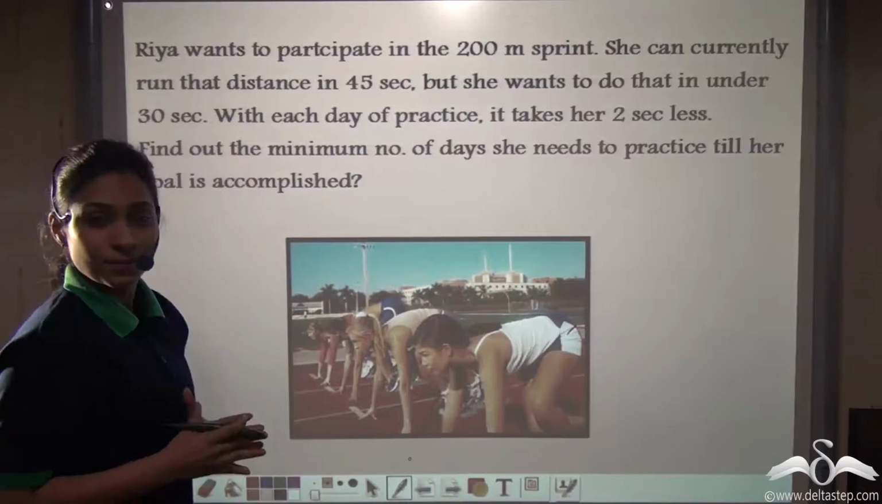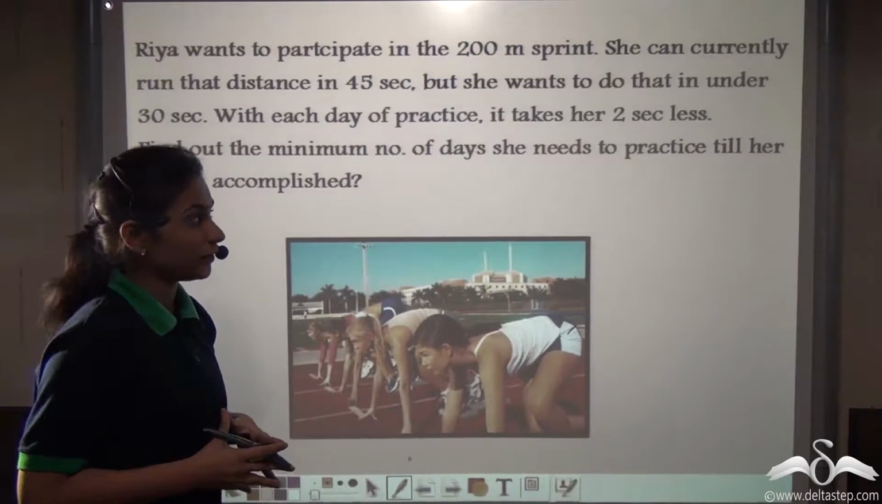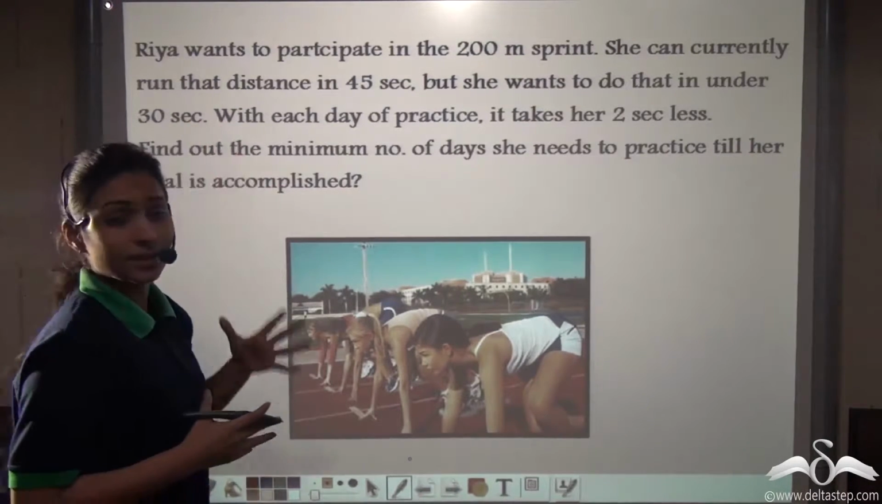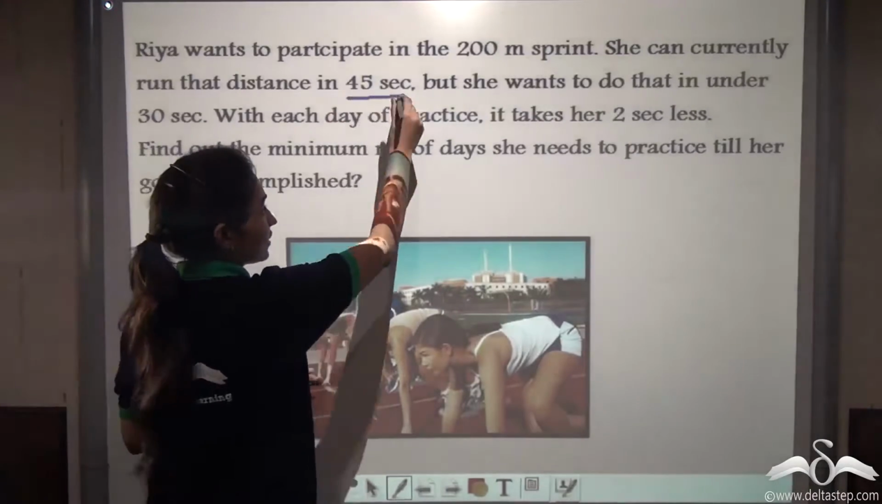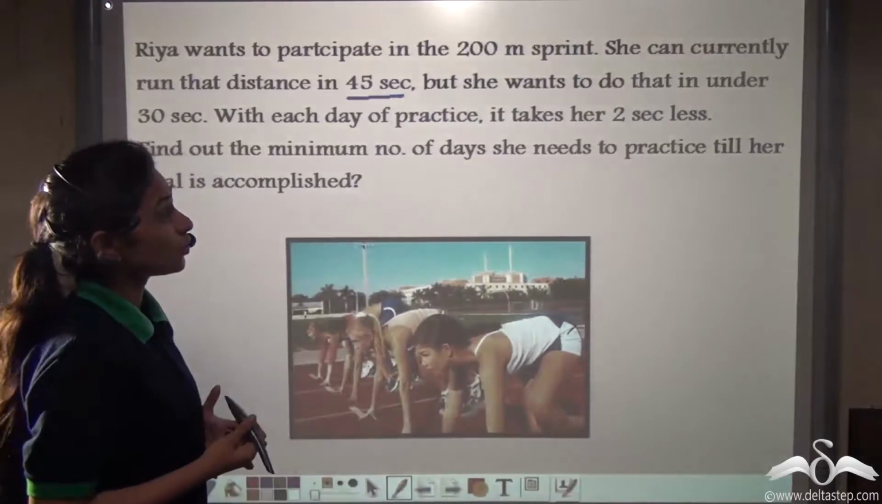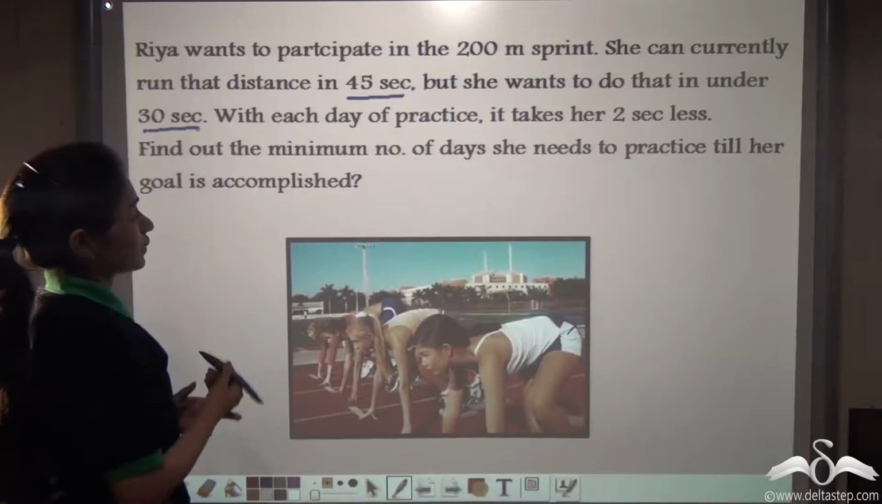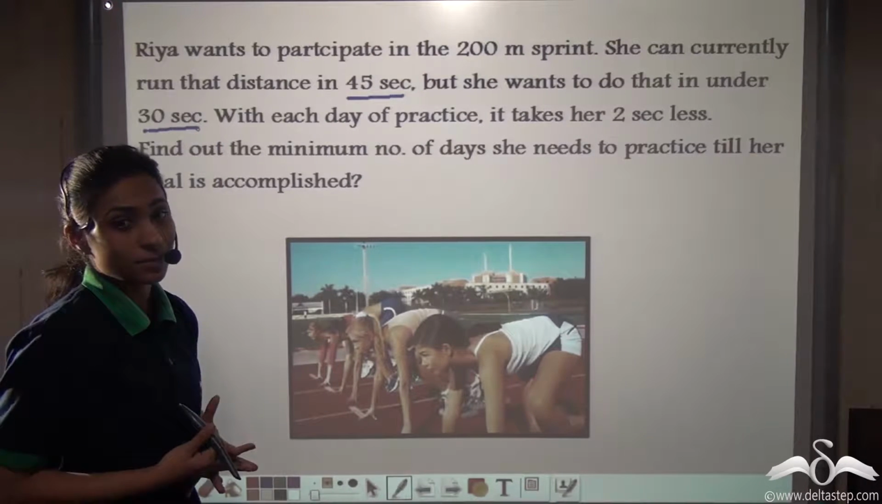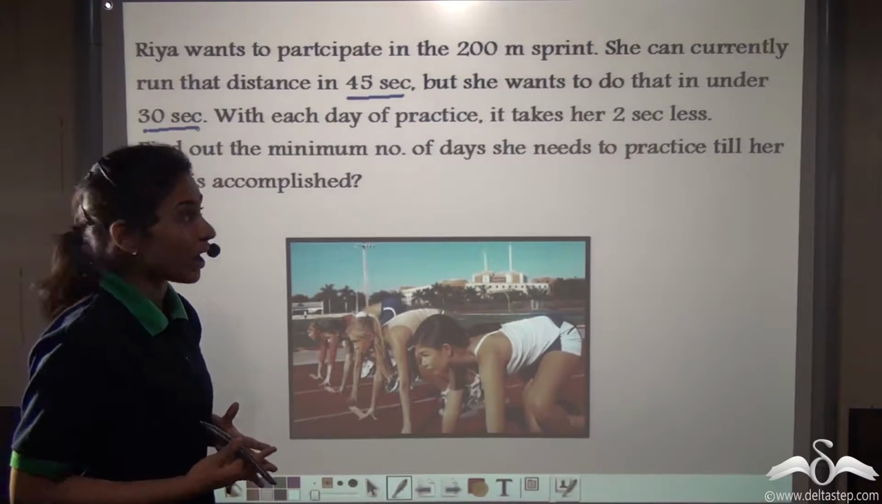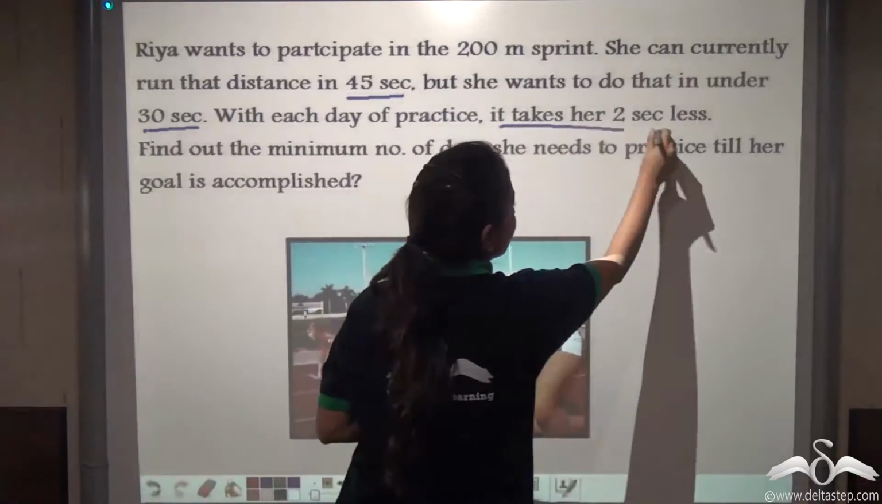Ria wants to participate in the 200-meter sprint. Now she can currently run that distance in 45 seconds, but she wants to do that in under 30 seconds. Right? Now practice makes a man perfect. So with each day's practice, it takes her 2 seconds less.